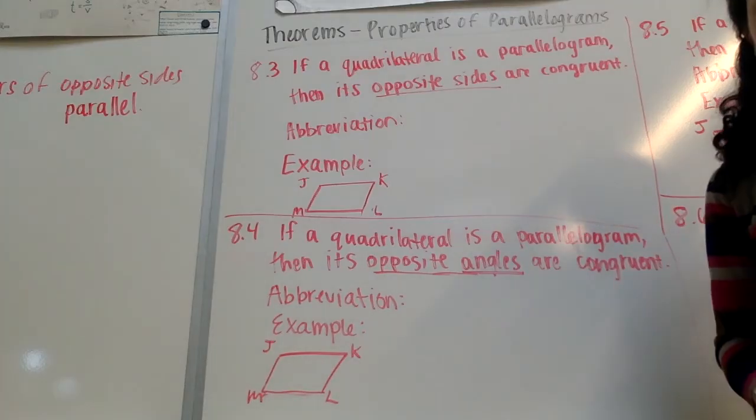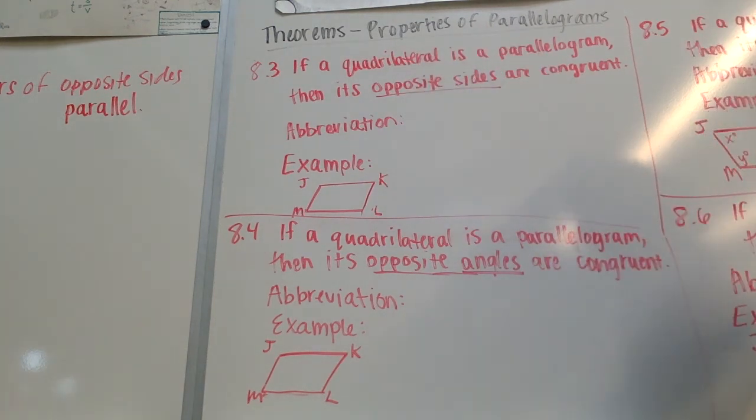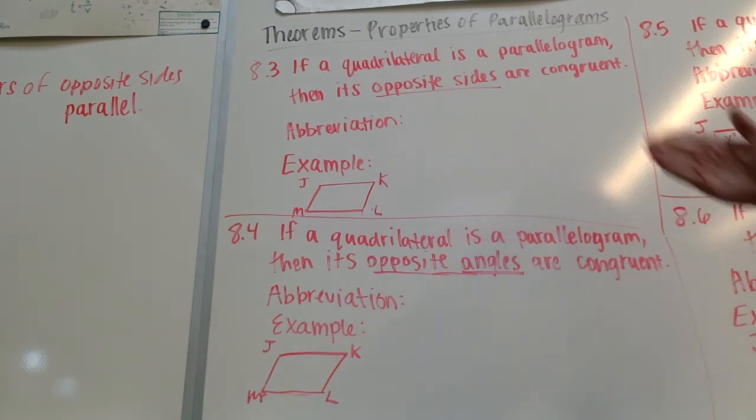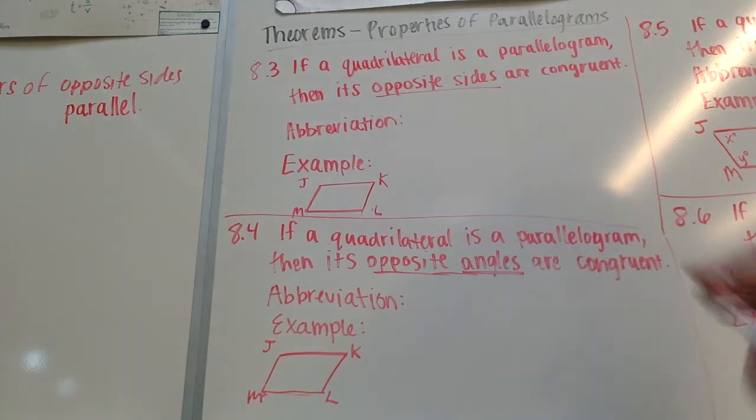All right, go ahead and copy down these theorems. These are theorems, properties of parallelograms. So we're putting the properties into theorems. So the first theorem is 8.3. If a quadrilateral is a parallelogram, then its opposite sides are congruent, okay?